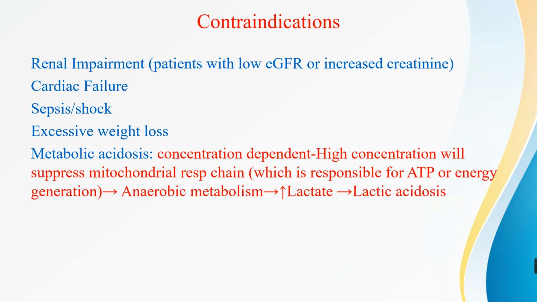Metformin in high doses suppresses the mitochondrial respiratory chain in the cells. This respiratory chain is basically responsible for ATP or energy generation, and when metformin is given in high concentration, it stops this respiratory chain and leads to anaerobic metabolism, and because of anaerobic metabolism there is increased production of lactates, which leads to lactic acidosis. So we should avoid metformin in patients with sepsis, shock, or decreased organ perfusion because of the risk of metabolic acidosis or lactic acidosis.